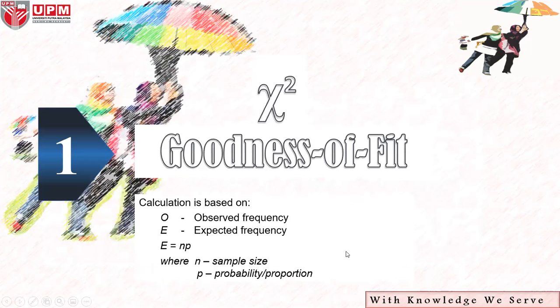Okay, we go to chi-square goodness of fit first. By the way, the calculation of the three types of chi-square is similar. We use a similar formula, which is based on the observed frequency and the expected frequency, where expected E equals N times P. N represents the sample size, P represents the probability or proportion.